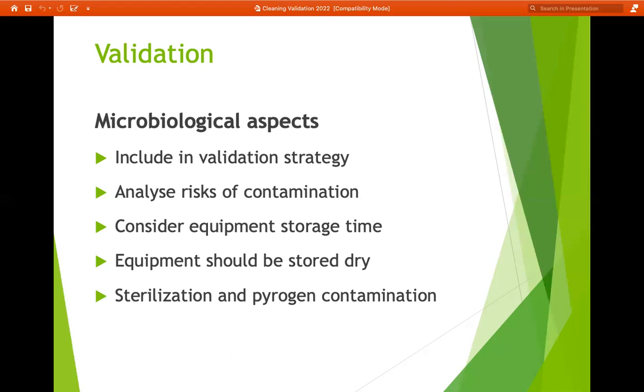Sterilization: in case of manufacturing sterile products or degradable products which are more susceptible to microbial growth, that equipment shall be sterilized and depyrogenated before use, and it will avoid contamination and pyrogen contamination in the product.